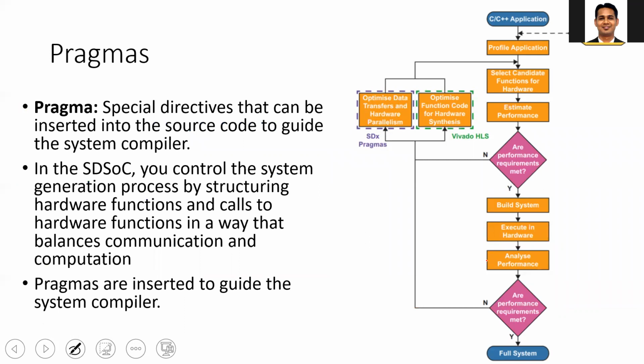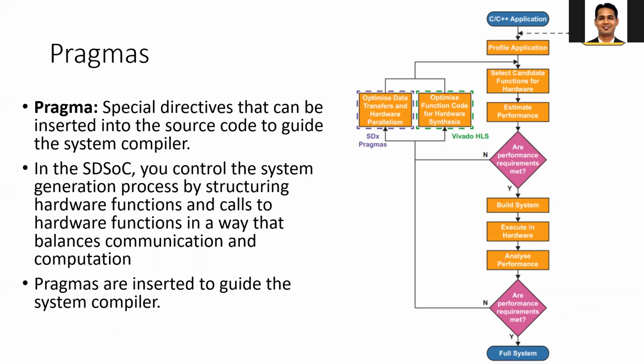So in the case of the SDSoC design flow, we start with the C++ application for a chosen platform, for example, the ZedBoard, ZC706 board or ZC702 board, whichever is available to you. Then you do the profiling of the application. That means you decide which is the complex part in your algorithm and which needs to be implemented on the hardware. Then you select the particular function and do the performance analysis.